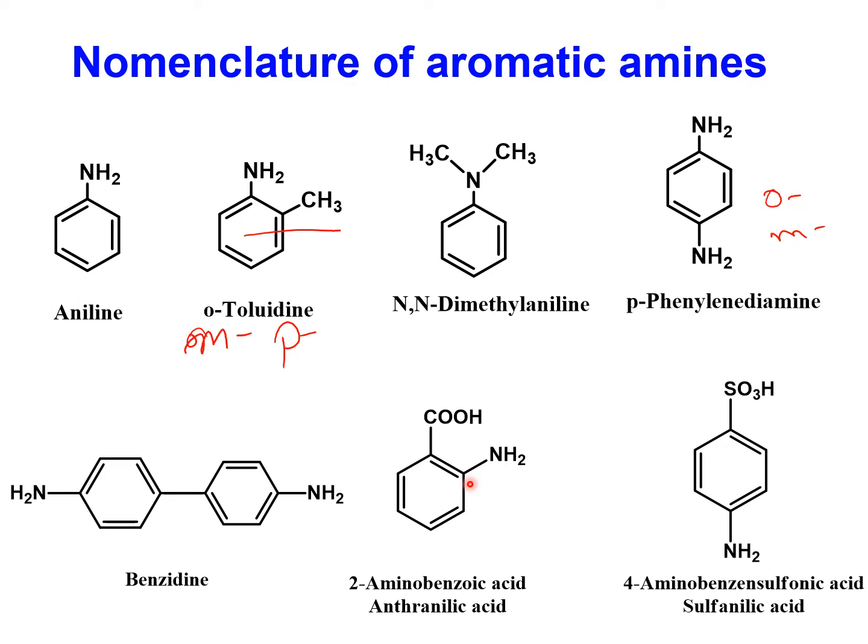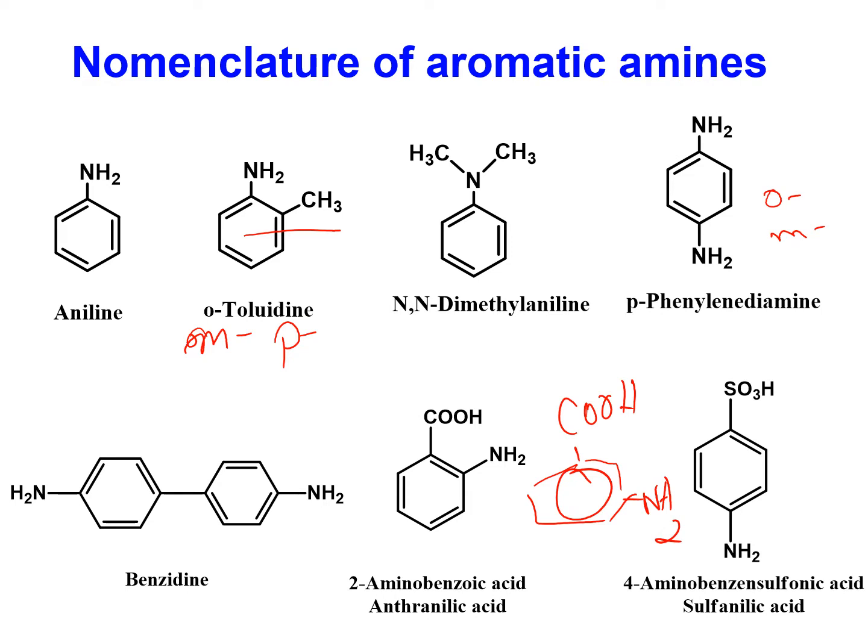Finally, we have anthranilic acid and sulfanilic acid. Anthranilic acid is an aniline having a carboxylic group, and sulfanilic acid is an aniline having a sulfonic group. But we have to notice here that anthranilic acid is the ortho substituent. The amino group has to be in the ortho position to the carboxylic group. If the amino group is moved to the 3 or to the 4 position, for example, something like that, this is not anthranilic acid. It's not meta-anthranilic acid.